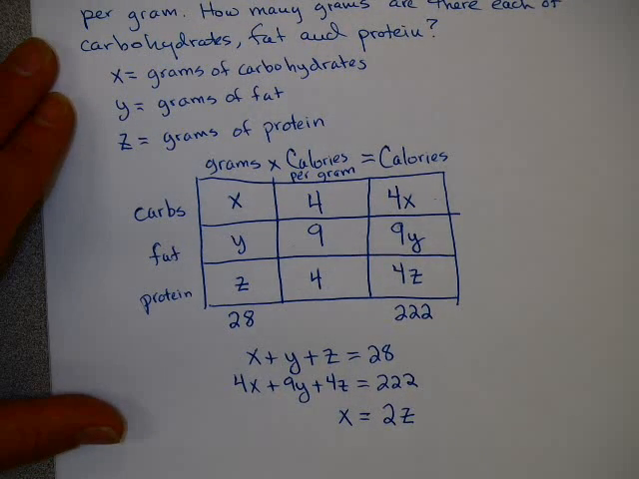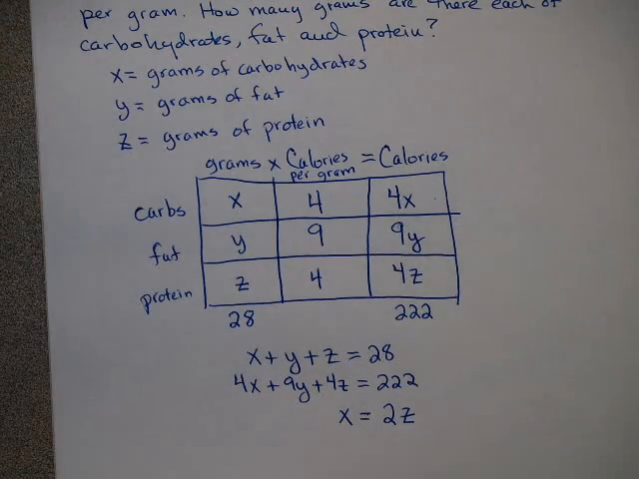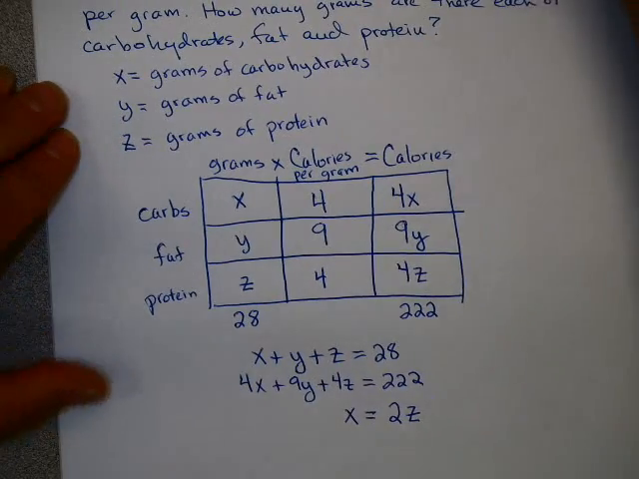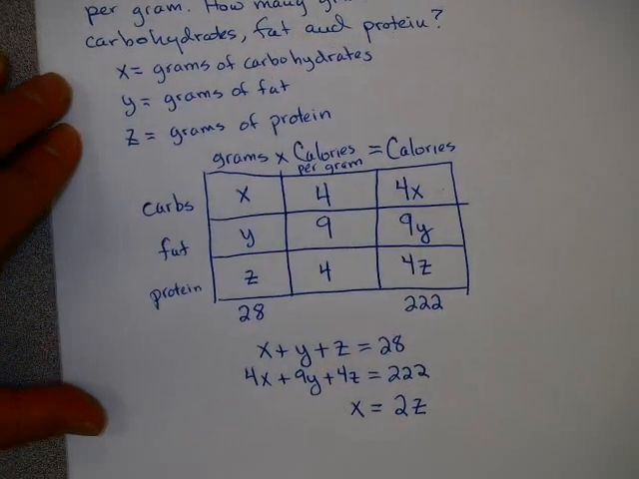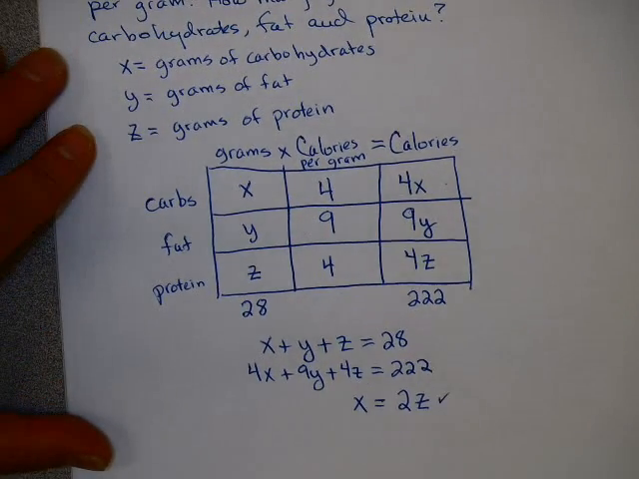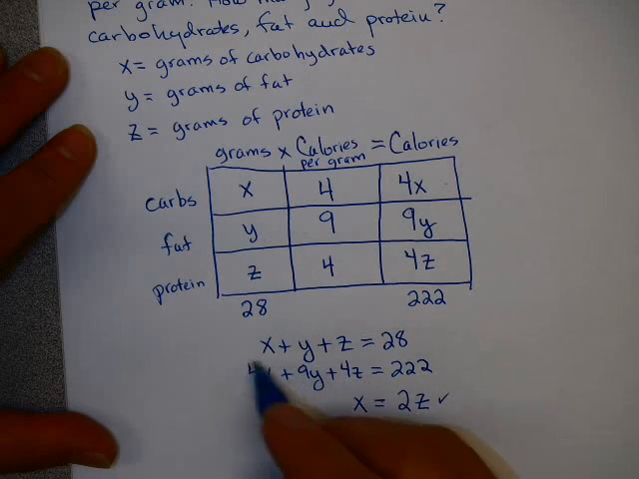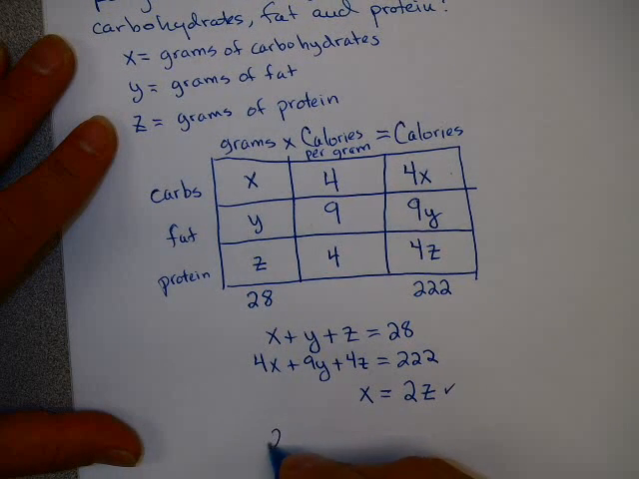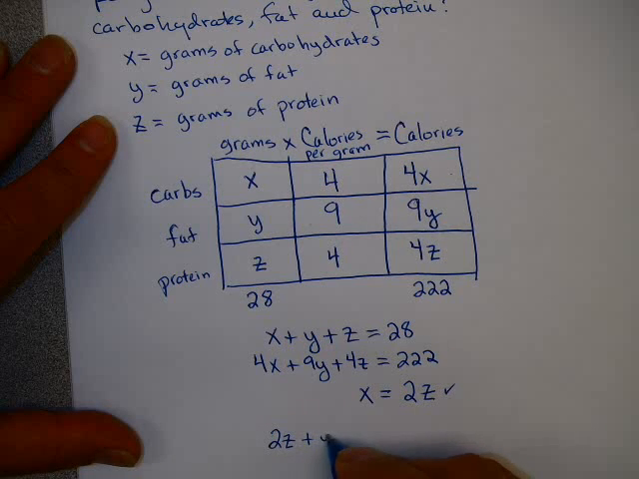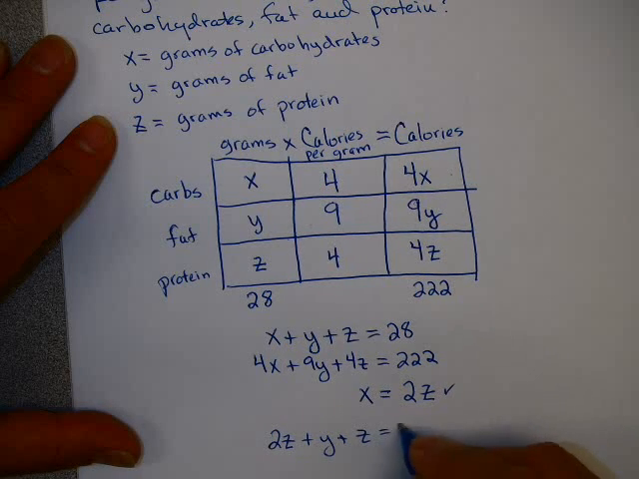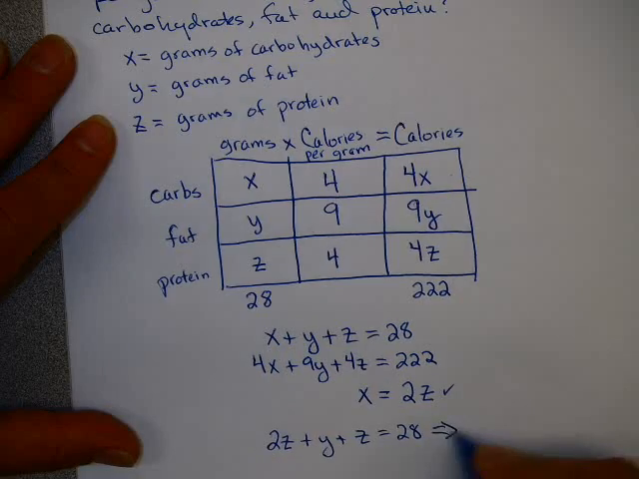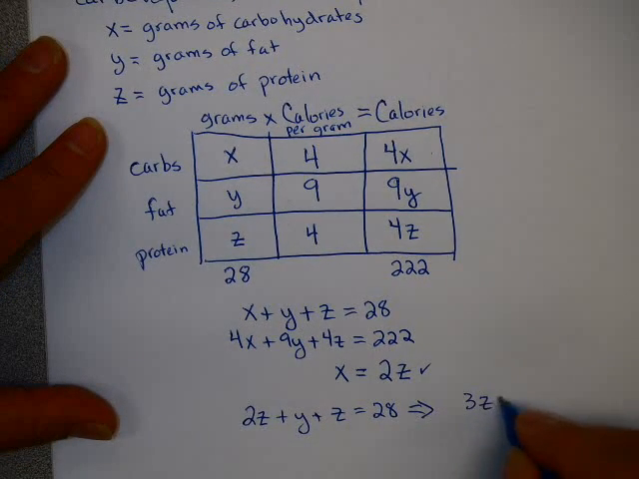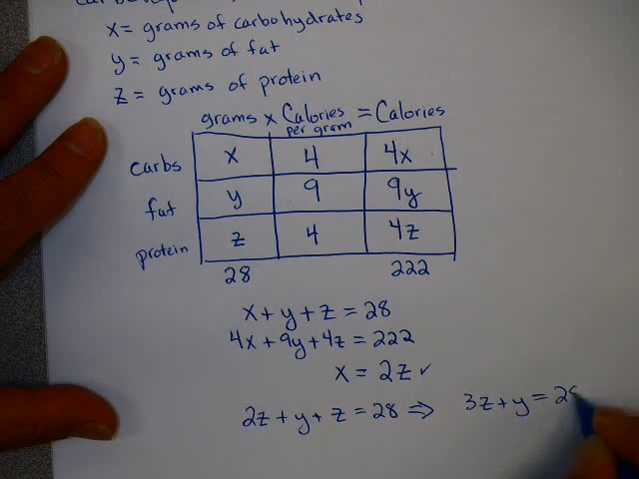Well, look what I have here. I have a system of 3 equations with 3 unknowns, and maybe we ought to take a moment and try to solve this. So I ask you to maybe stop the video right now and see if you can do this yourself. Okay, it's pretty clear that this equation right here is already solved for x. So I can get 2z plus y plus z equals 28. That result gives me 3z plus y equals 28.